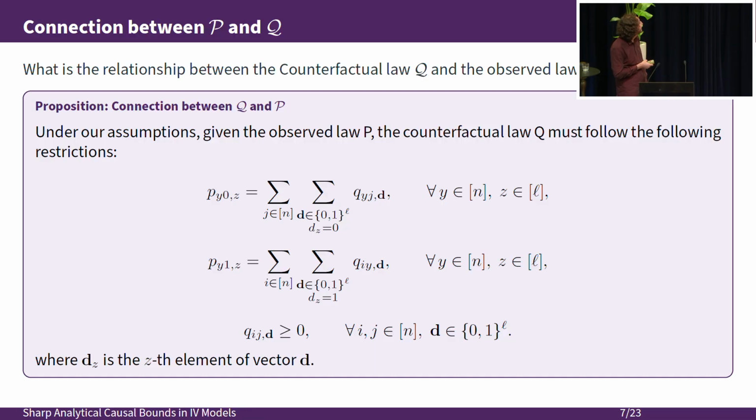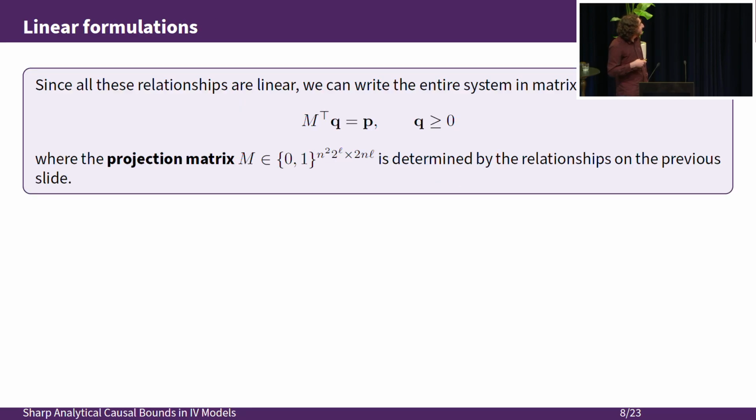So, as you can see, every equation is linear in terms of P and Q, so we can linearly formulate these restrictions. We call matrix M the projection matrix, which projects our counterfactual data into our observational data. So we can see that there might not be any Q compatible with these restrictions.